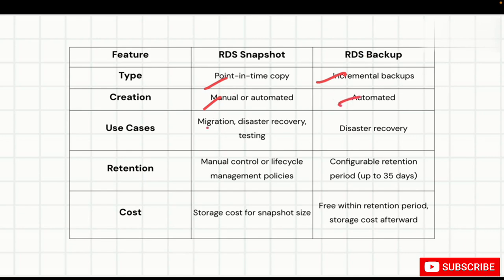Use cases: snapshots are used for migration, disaster recovery, and testing, whereas backups are for compliance and disaster recovery. Retention: snapshots are generally saved in S3, with manual control or lifecycle management tools, whereas data backups are retained for up to 35 days. Cost: snapshot cost depends on the stored size, whereas the RDS data backup is free during the retention period and afterwards it is going to cost you.